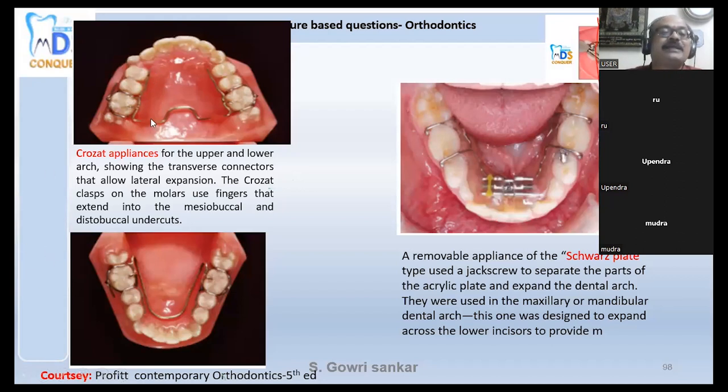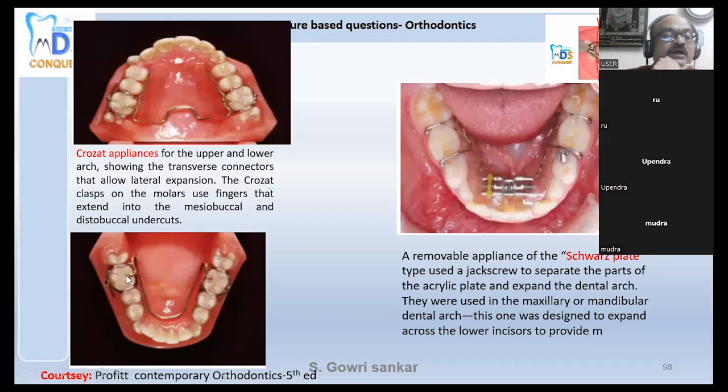This Crozat appliance, if you can see, instead of standing towards the palatal area, is projecting towards the tongue surface. It is also used for expansion, just like your coffin spring. Instead of lying parallel to the palate, it is facing the tongue. It is trying to control the tongue. And when the spring expands, it expands the palate. Then the canine gets corrected. This is the Crozat appliance, which you can see in upper and lower arch.